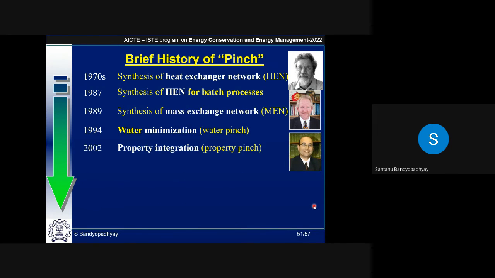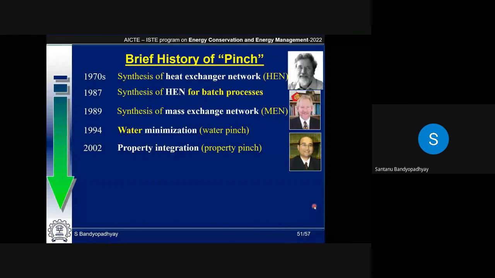In 1989, this is Professor Muhammad El-Halwagi. He worked on his PhD, finding out the similarity between heat exchange and mass exchange. Those with a chemical engineering background know there is a course called transport phenomena. I'm sure all of you know that heat transfer, mass transfer, and momentum transfer have many similarities. So he tried to look at the similarity between heat transfer and mass transfer and came up with mass exchanger networks. He is at present a faculty member at Texas A&M University, US.